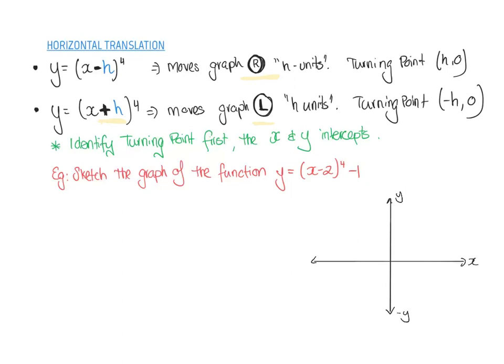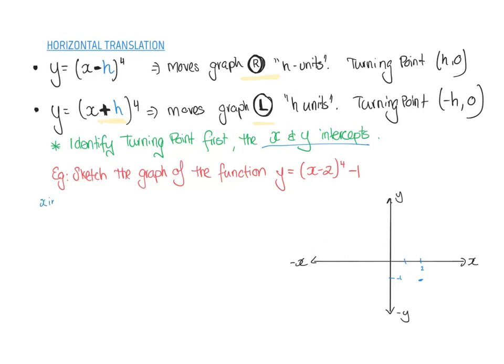So if we have a look at this graph where it said to sketch the graph of the function x minus 2 to the power of 4 minus 1, we know it has moved over 2, so we say 1, 2, and down 1, down to negative 1. So we would have our turning point there, down here somewhere. When we're sketching the graph, we try and find the intercepts, so let's identify the intercepts first.